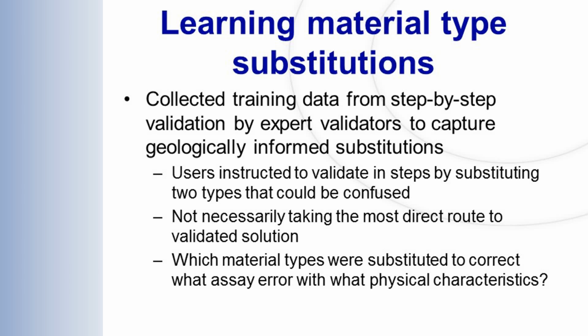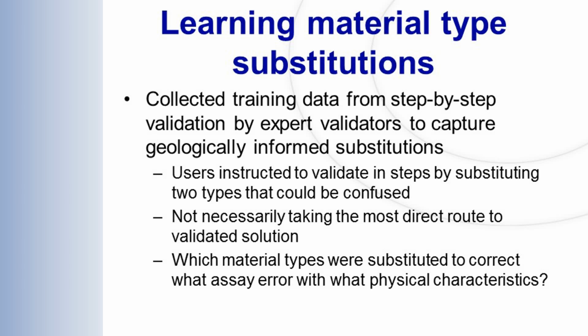So after a lot of time, they can get quite good at saying, okay, I have to correct this particular assay error. I'll change this material type, that material type, this material type, and add another material as well in order to get the right chemistry. But what we wanted them to do was validate step by step. So instead of them trying to jump from the logged straight to the validated composition, we wanted them to go through and step by step change 2 material types at a time. So if they increased, for example, a particular type of goethite and reduced the percentage of shale, we wanted to see exactly what they were trying to do there.